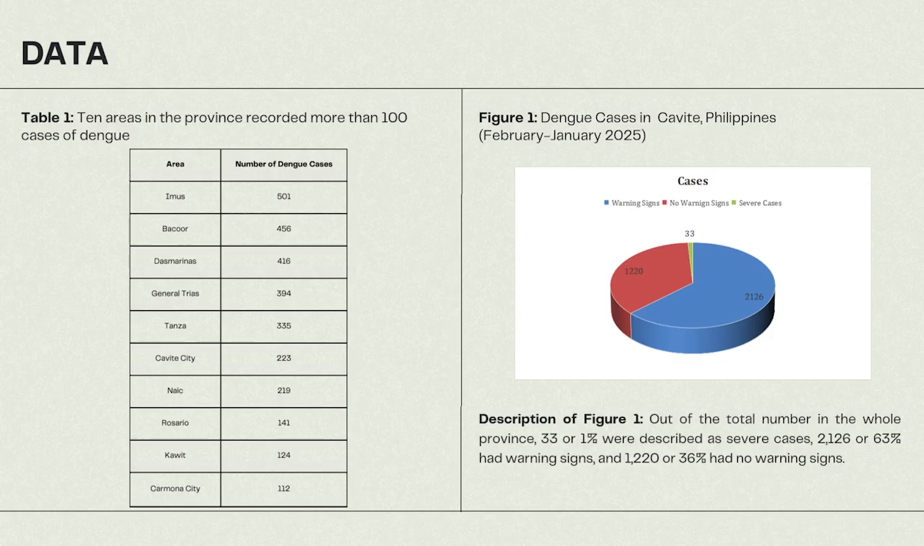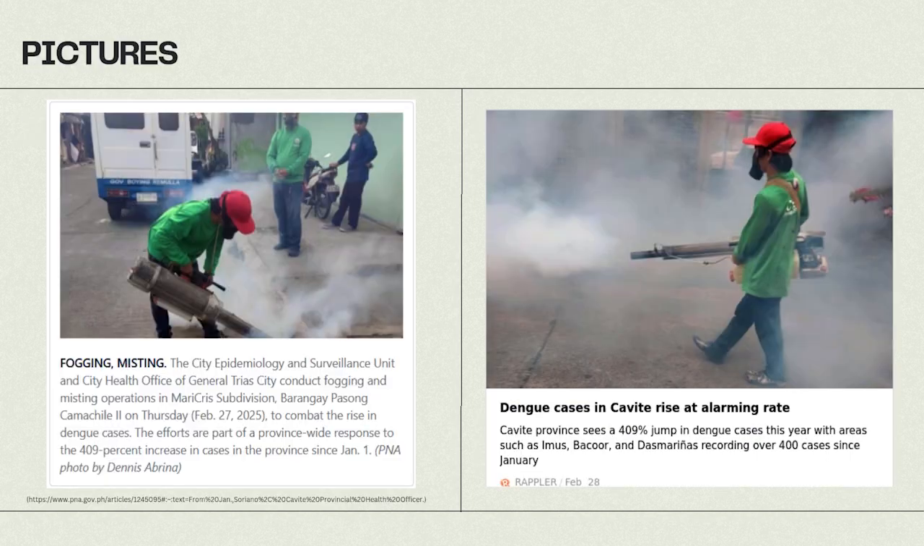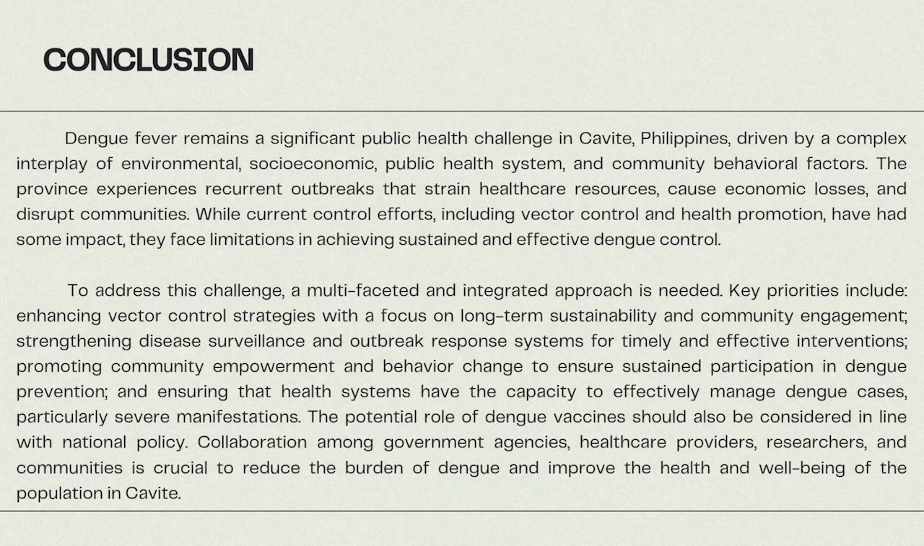So this is Figure 1, dengue cases in Cavite, Philippines from February to January 2025. Out of the total number in the whole province, 33 or 1% were described as severe cases, 2,126 or 63% had warning signs, and 1,220 or 36% had no warning signs. So these are the pictures of Aedes mosquito.